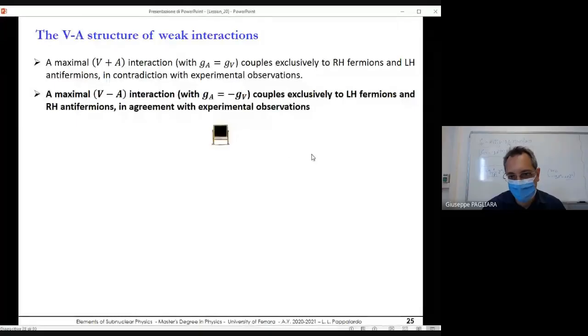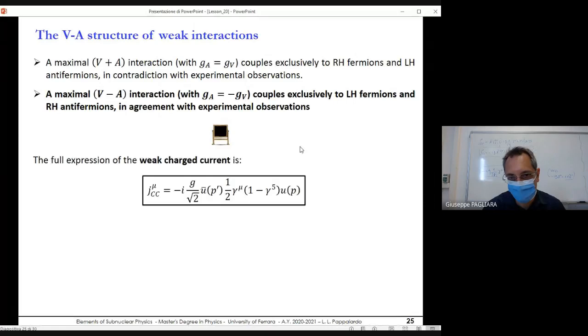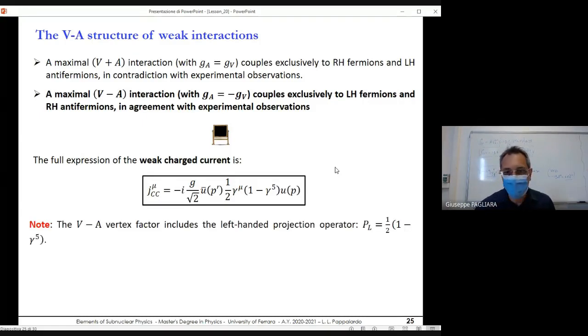So back to the slide. Let's summarize these results in the slide. This is the full expression of the weak charged current. Let me also note that if you look inside here, you would recognize the left-handed projection operator, P_L = 1/2 (1 − γ5), that we introduced back a couple of months ago.